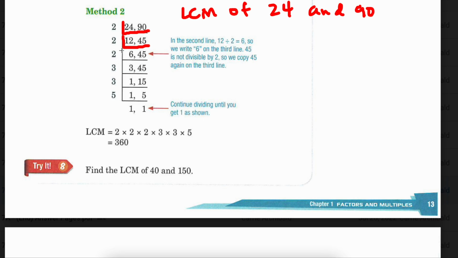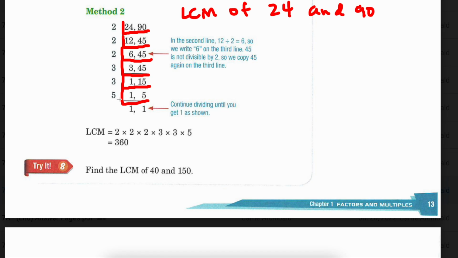And then next they try to take out a 2 again. 6 divided by 2 is 3. 45 again can't be divisible by 2, so they kept it as 45 again. Next prime factor, they took out 3. 3 divided by 3 is 1. 45 divided by 3 is 15. So 3 and 45 become 1 and 15. Took out another 3. 1 can't be divisible by 3, so they kept the 1. 15 divided by 3 is 5.